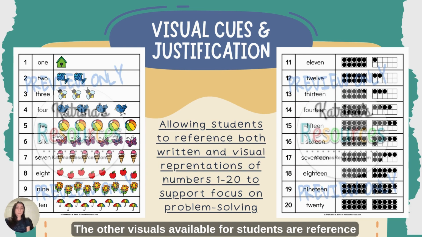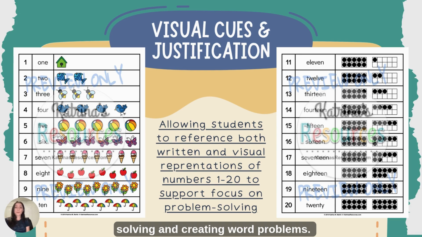The other visuals available for students are reference sheets for numbers 1 through 20 that include written and visual models of the numbers to reinforce number sense. This will help students focus on problem solving and creating the word problems.